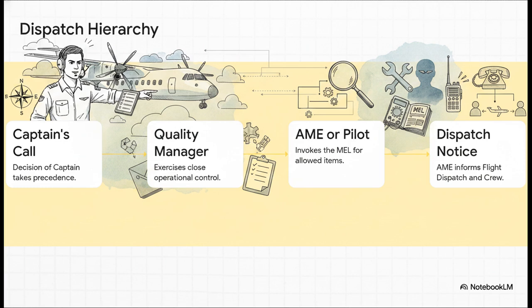Backing them up is the quality manager, who monitors multiple MEL defects to make sure they don't stack up and degrade safety or overwhelm the crew. Then, an appropriately licensed aircraft maintenance engineer, or AME, officially invokes the MEL. An approved pilot can do this too, but only for items not requiring maintenance actions. Finally, the AME has to get on the phone or a walkie-talkie and notify flight dispatch and the pilot in command about any operational restrictions.